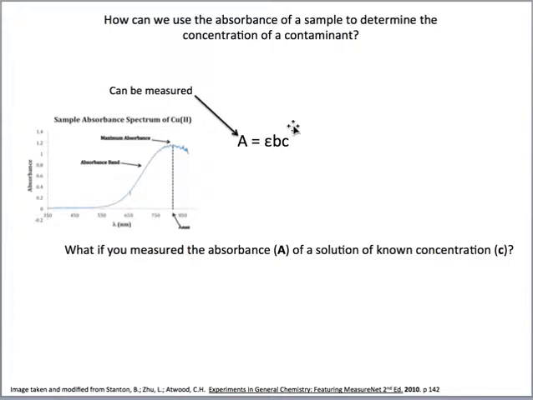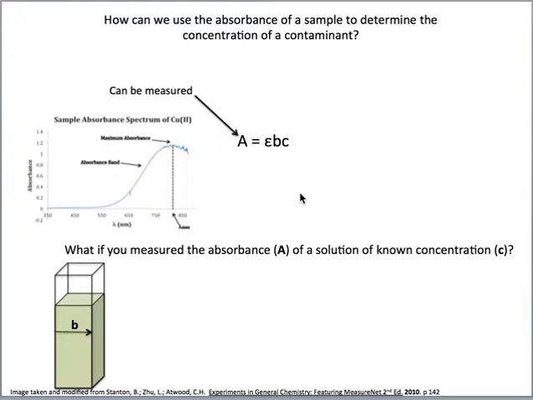Well, we could make a solution for which the concentration is known, right? Then we know C, we can measure absorbance, and the path length is something we can actually measure as well. All you need is something like a ruler that can measure the distance that the light is traveling through the sample. So that can actually be measured pretty well. And so if you know the concentration, you measure the path length, and you measure the absorbance, we can determine the molar absorptivity for a given absorbing species.